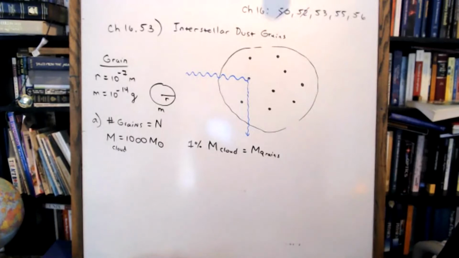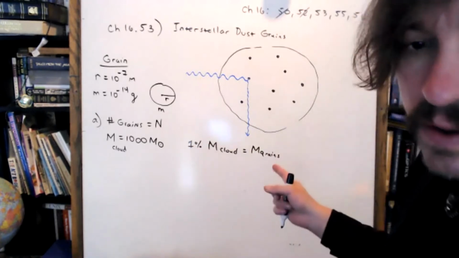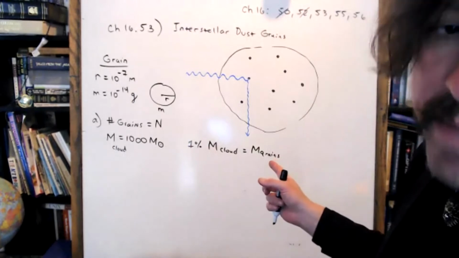If in part A our goal is to find the number of grains, do you guys have any idea how to do that? Find the mass of the grains. The mass of the cloud is known. It's 1,000 solar mass units. So just take 1% of that. Yeah, that'll give us the mass of the grains.